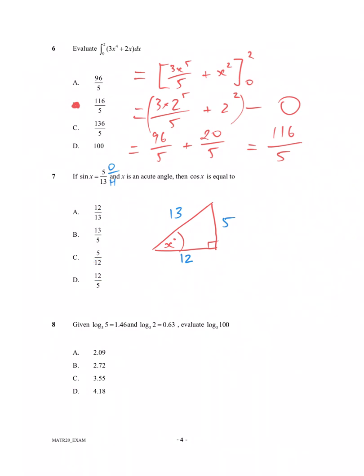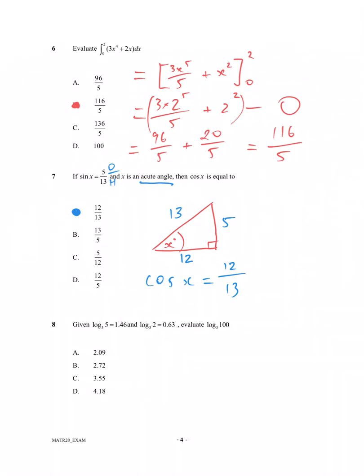Now, if I want to find what cosine is equal to, I'm going to say cosine x is equal to adjacent 12 over hypotenuse 13, and I get A. This is only true because it's acute. If it were an obtuse angle, or if it was in the third quadrant or fourth quadrant, we would have to take into account that it could be positive or negative. But because we're in the first quadrant here, all my answers are positive as well. We don't need to consider that.